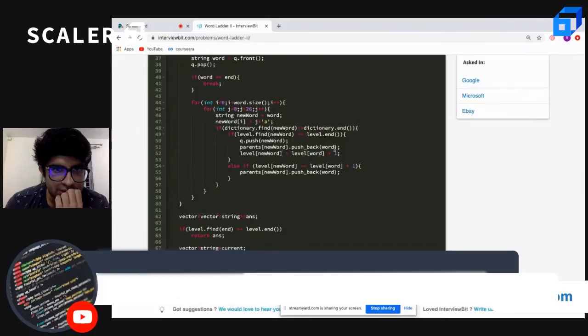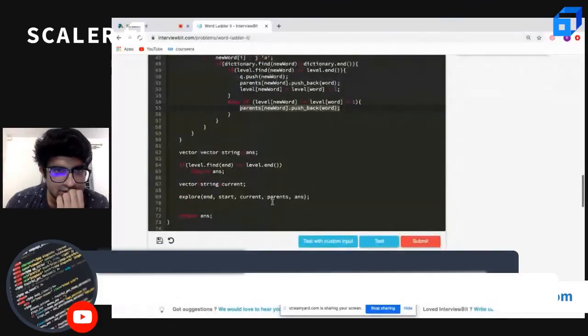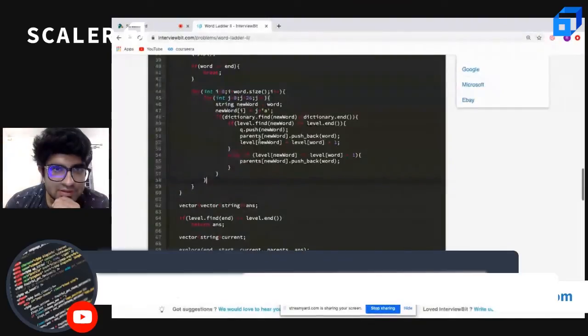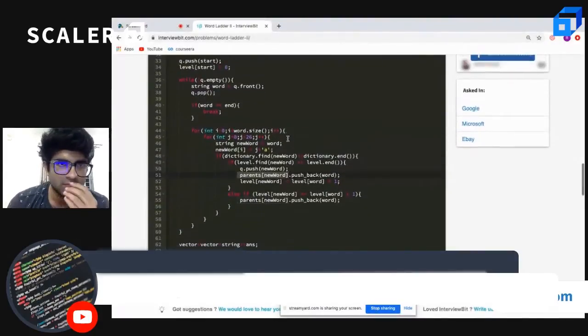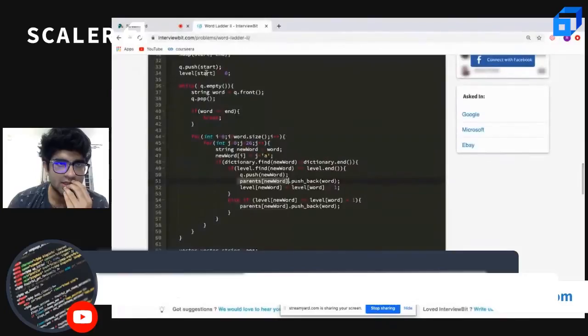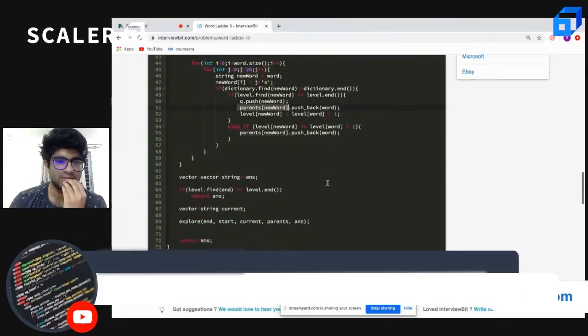I am pushing that word as well into my parents, as well as I'm pushing that word as well. So there I did mistake. Have I missed any case? I am just checking whether that particular word is not fine, then I'm just pushing into the queue. I am doing this for this new word. Okay, from the start, I reach, I'm just making this new word a parent. Yeah, that thing I'm doing in a good way.